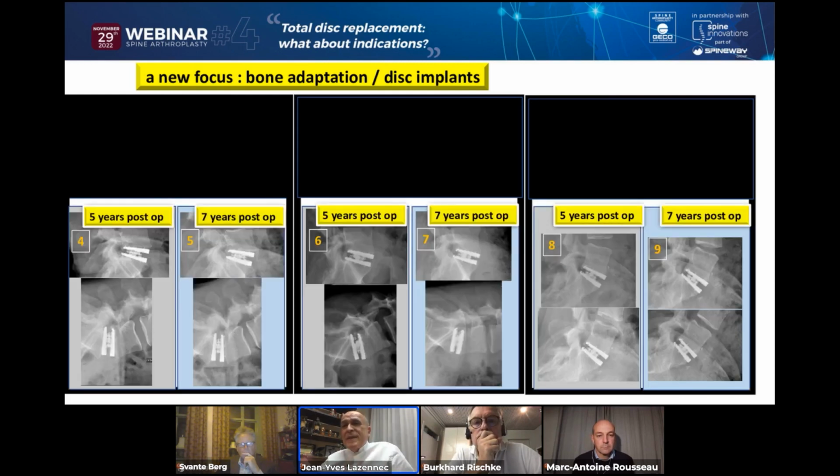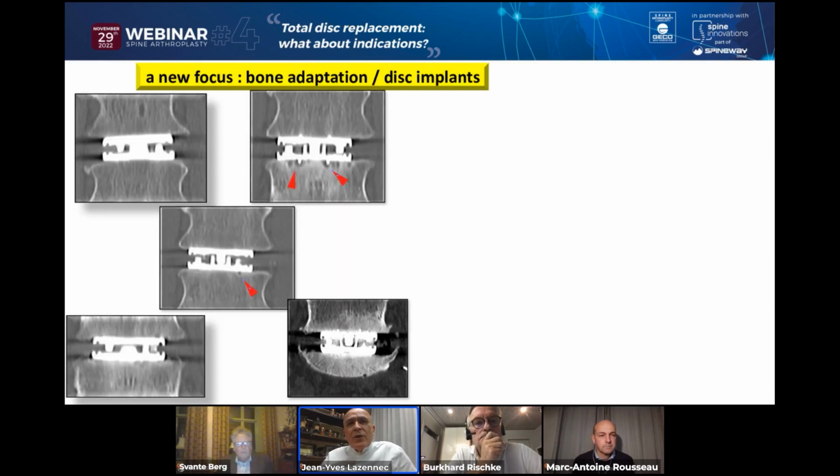You see 5, 7 years, we publish those cases. You have bone integration. The interface after this is silent. At 7 or 10 years after, we shall see. But today, we can say this. So we have different situations.